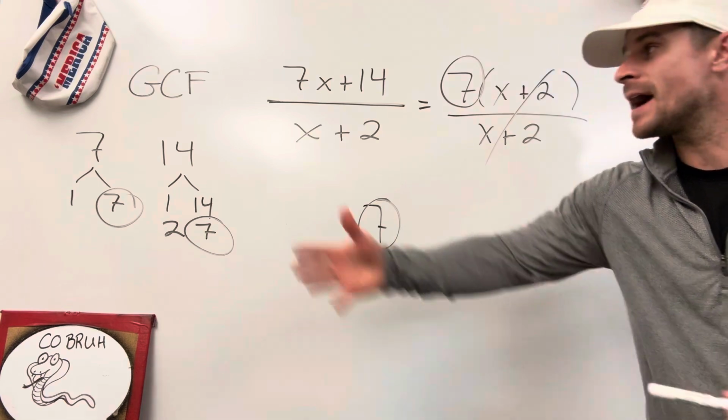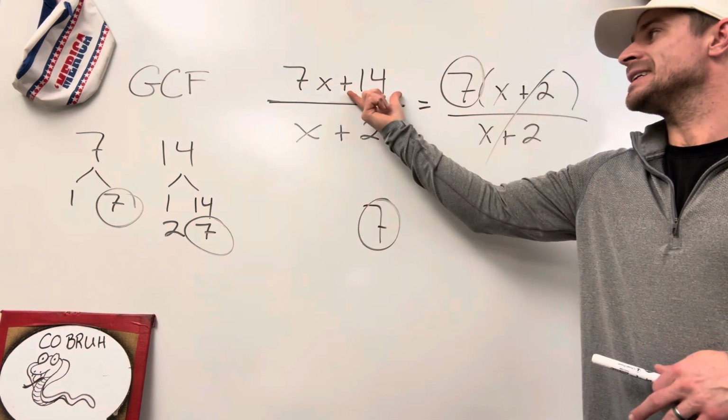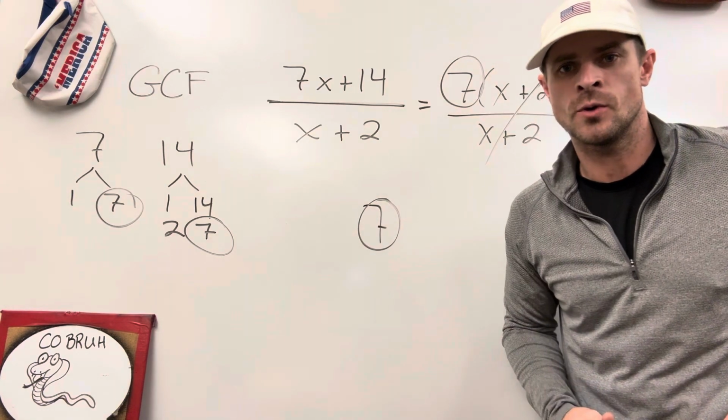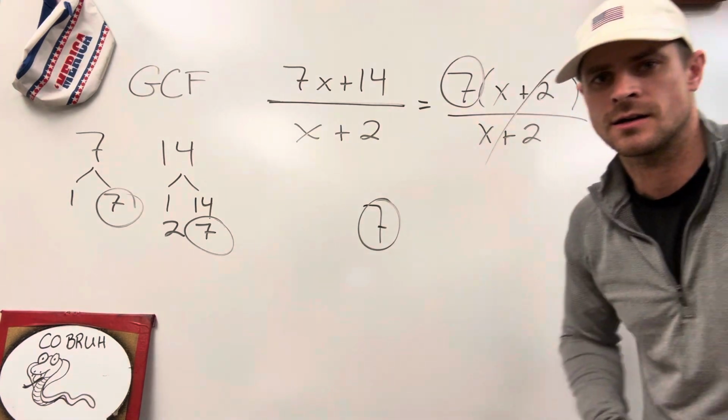You now know how to factor out a GCF to clean up a numerator so that you can divide these two binomials. Hopefully this makes sense. Study hard and good luck on your upcoming test.